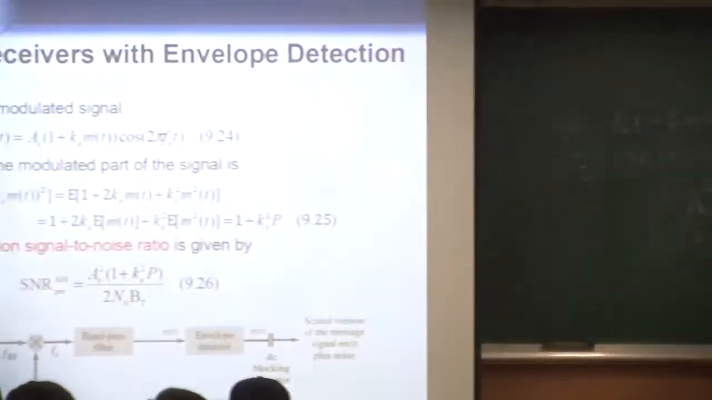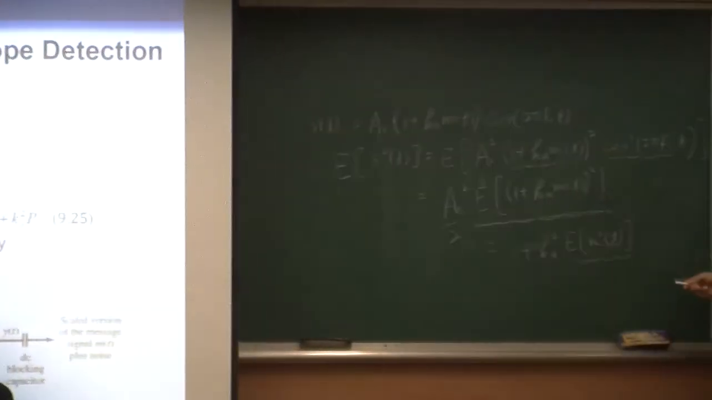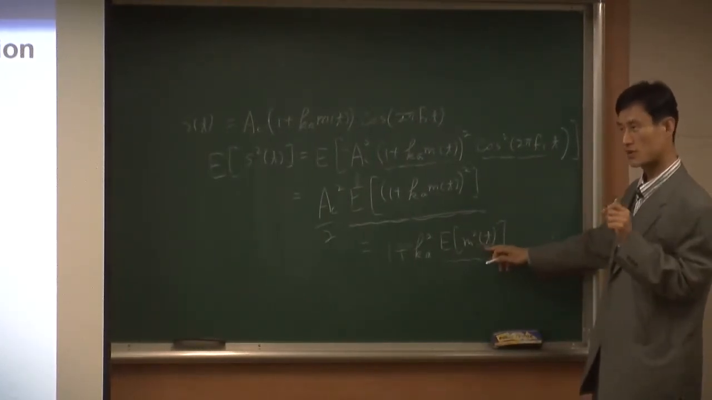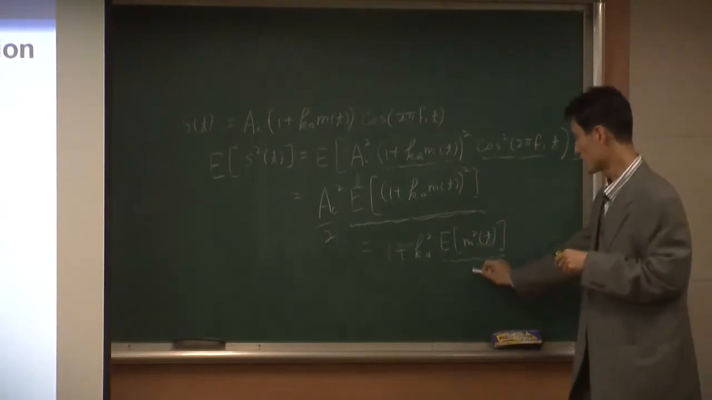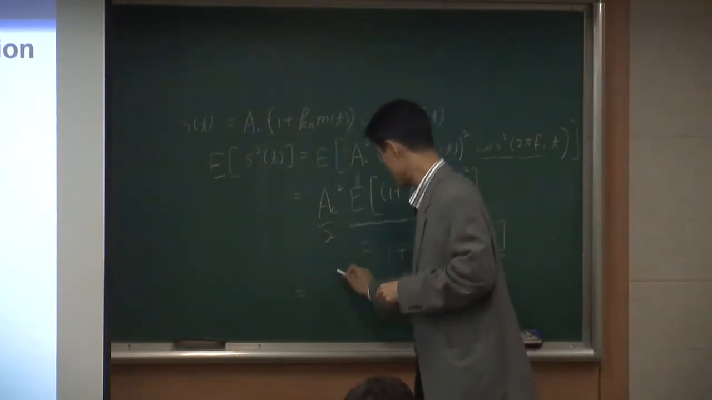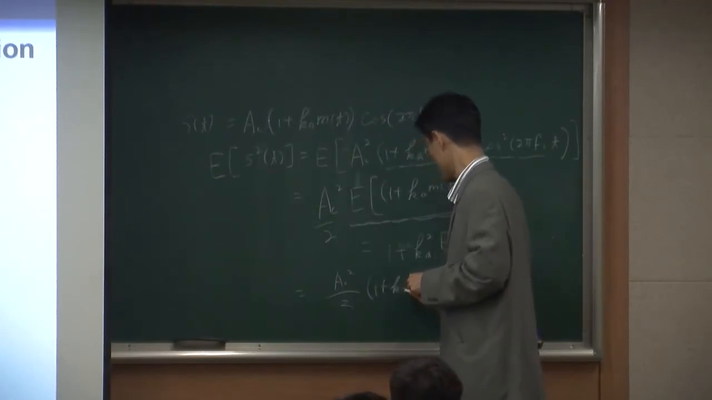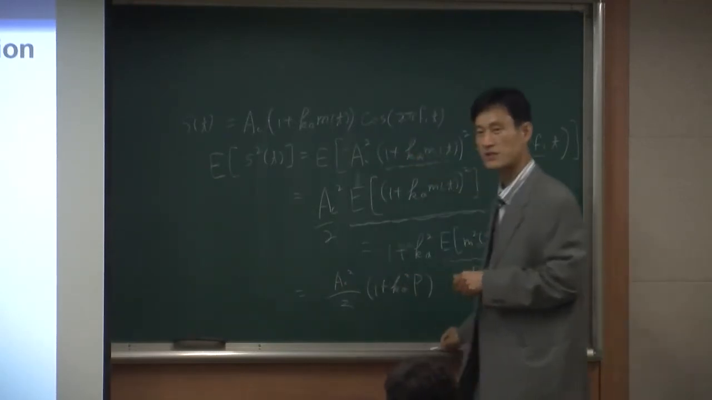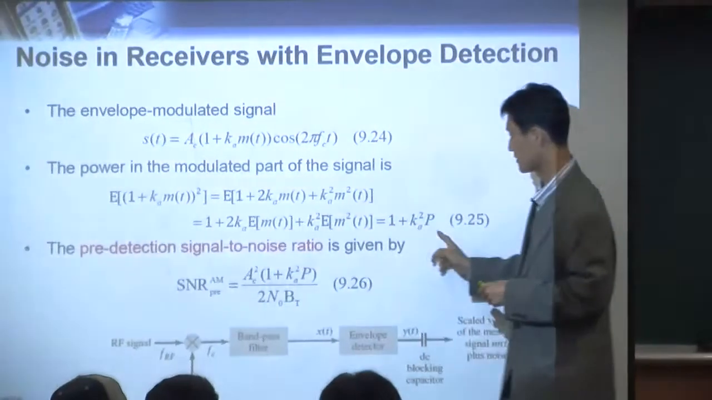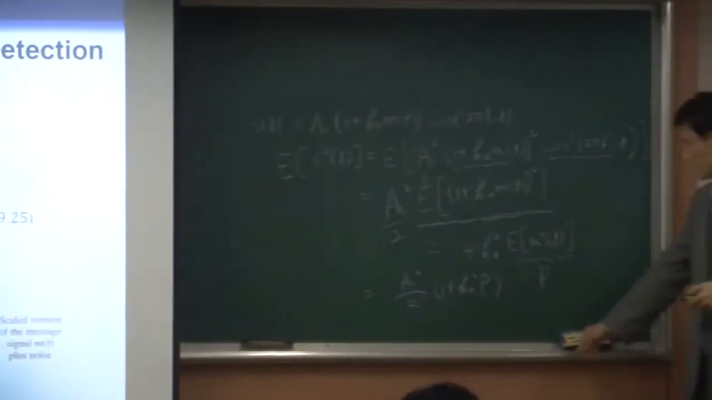That's this one. And as we did before, this one is the power or energy of your own message. Your original message has its own average power. So this is the average power of your own message. We can simply put it as P. So eventually put this one together. Now we know that Ac squared divided by 2, (1 plus ka squared P). So that is our signal power. This is how to calculate. That's our signal power.